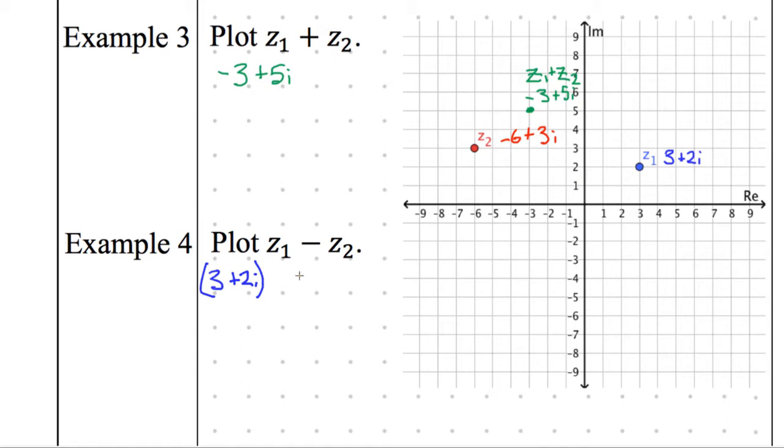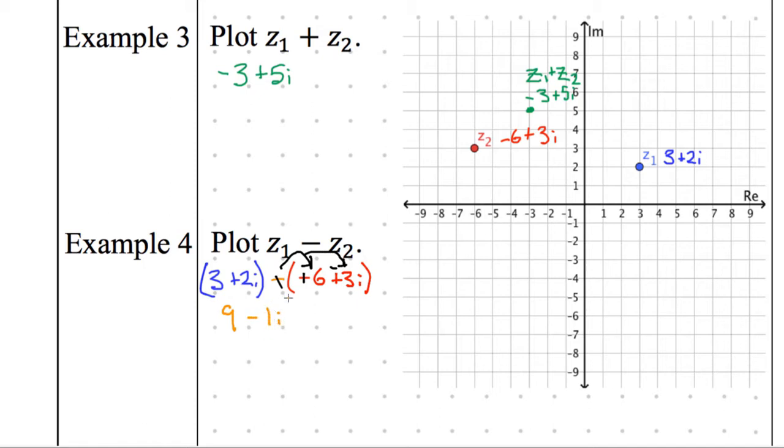So I'm doing this minus the red one, which was negative 6 plus 3i. And again, I'm going to distribute this negative into each of these terms. So this becomes a positive and a negative. All right, now I just add them straight through. 3 plus 6 is a 9. 2 minus a 3 is a negative 1i, or just a negative i.